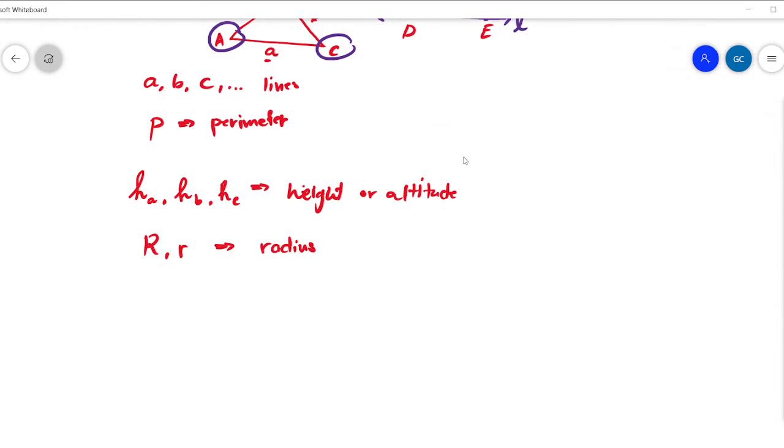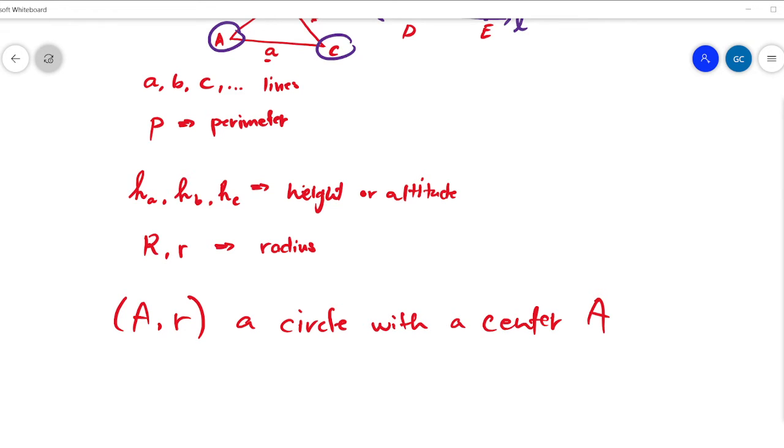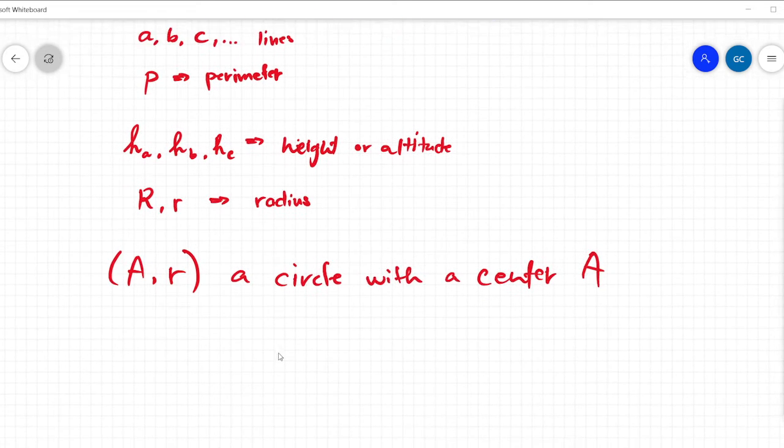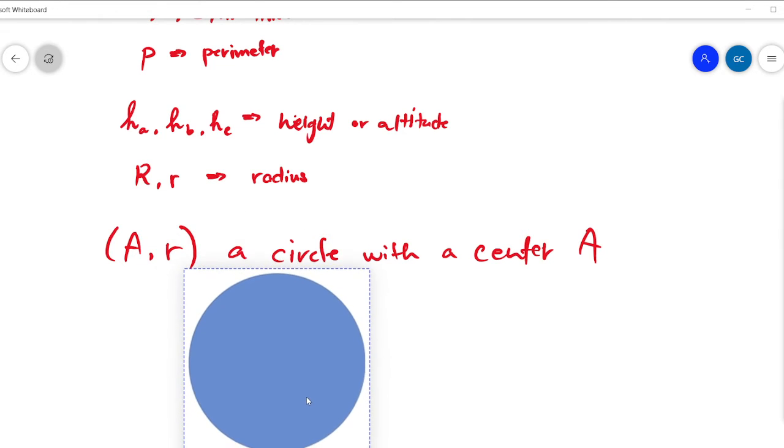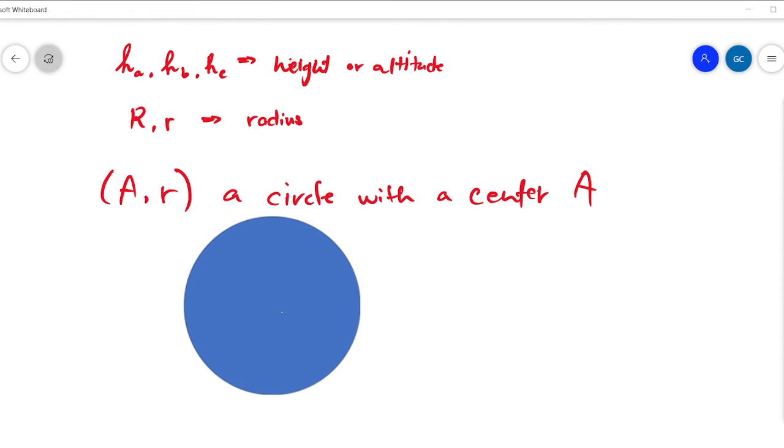Okay. And in that, we also need a notation regarding radius and point. So if you see this notation, let's say A, R, this just means that this is a circle with a center A. Okay, so if we have a circle, and we have here the center of that circle, and we use this notation, it just means that we have here a circle with a center A. Okay.